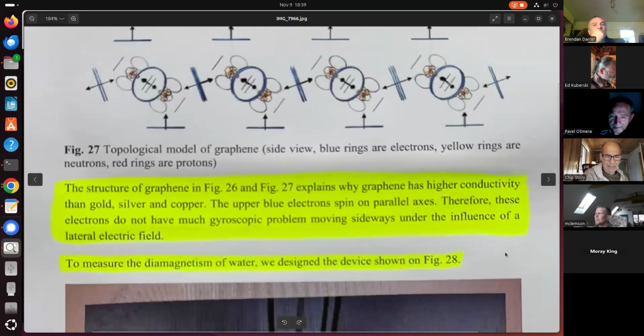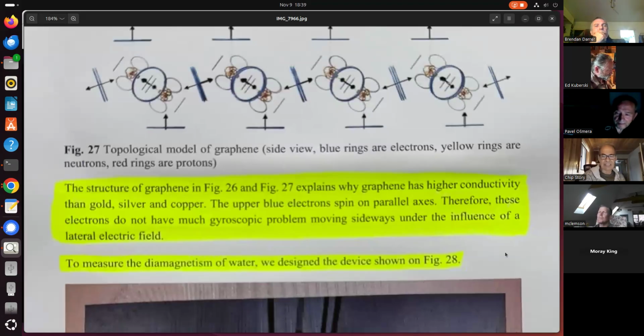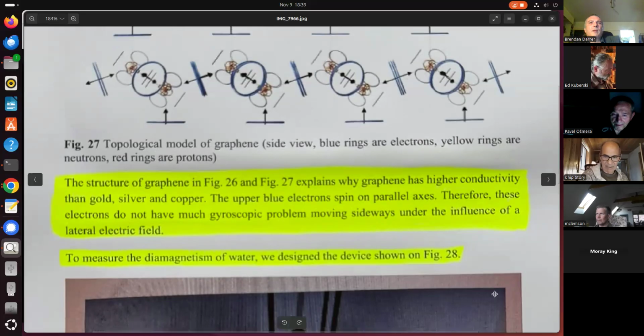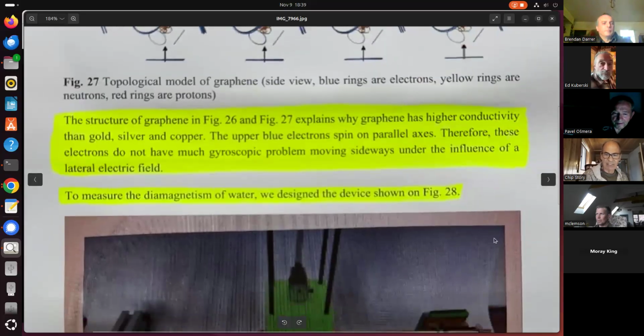And the structure of graphene in those two figures explains why graphene has higher conductivity than gold, silver, and copper. The upper blue electrons spin on parallel axes. Therefore, these electrons do not have much gyroscopic problem moving sideways under the influence of a lateral electrical field. So you can charge graphene, it becomes a dielectric, it becomes a conductor based on the flow of these apparently loosely bound electrons.